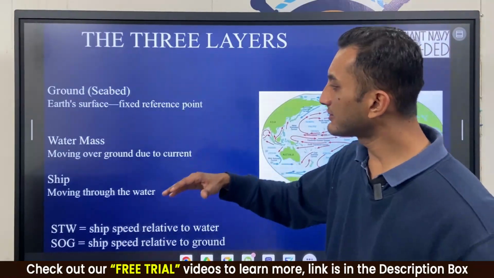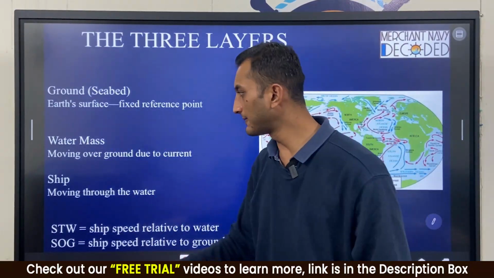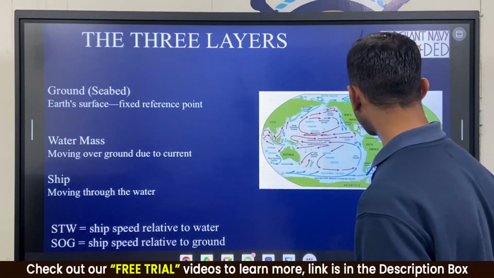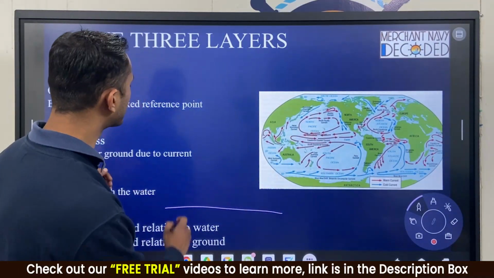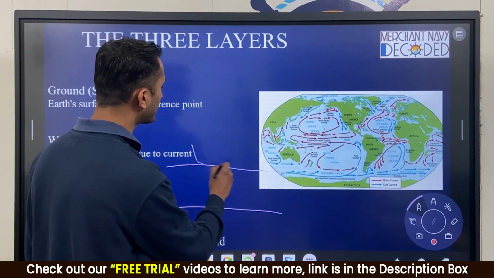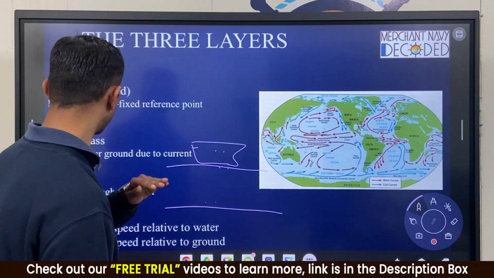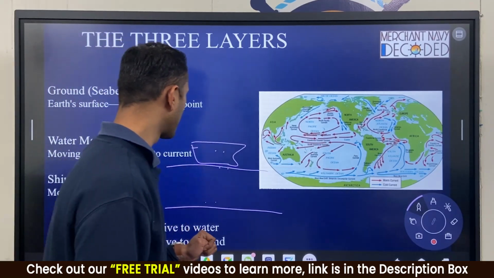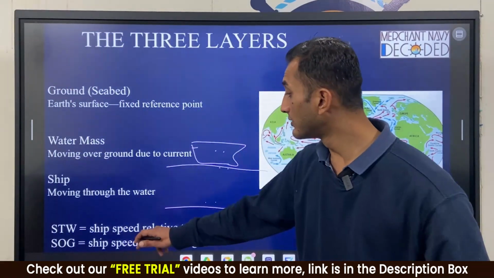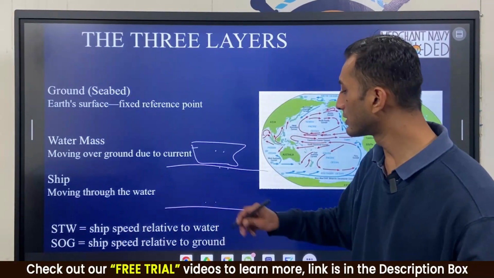Now there are 3 layers which operate at sea. One is the ground, the seabed. Then there is the water mass, and on top of that we have the ship. So these are layers 1, 2 and 3. Speed through water is relative to water, and speed over ground is speed relative to ground.